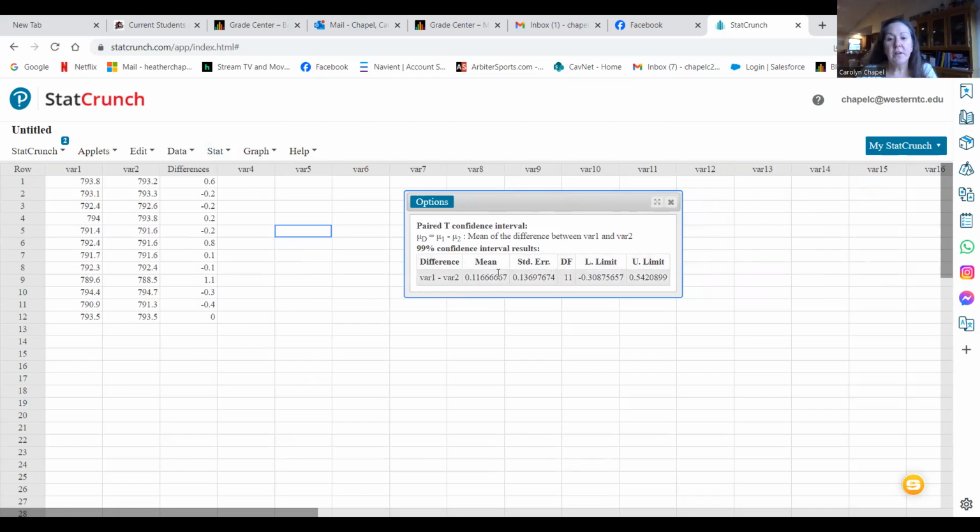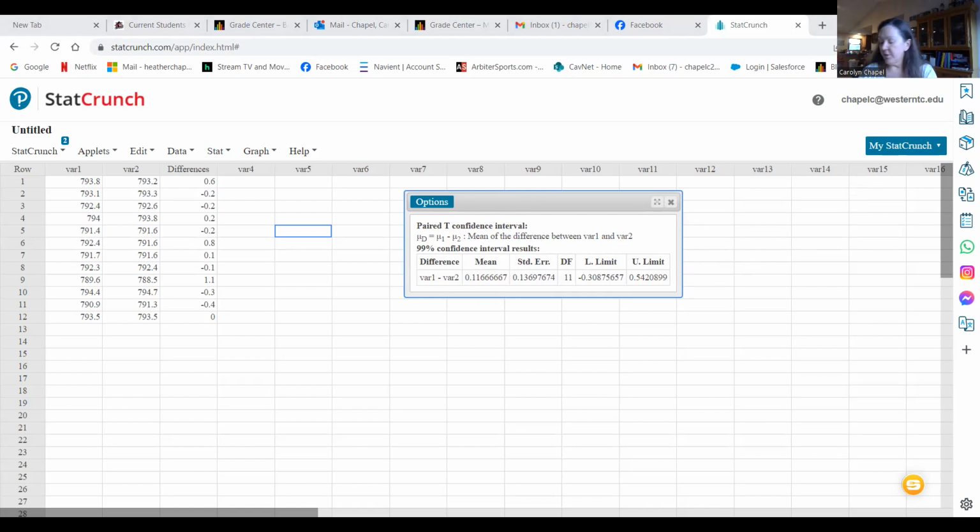Okay, you'll notice that our mean and our error stayed the same from when we did it before. Still that 11 degrees of freedom. Our lower limit is a negative 0.308. Our upper limit is a 0.542. Kind of going 3 decimals, which is close enough. But I wrote those values down. So now I have all my information from technology, and I'm going to go back to my guided notes.